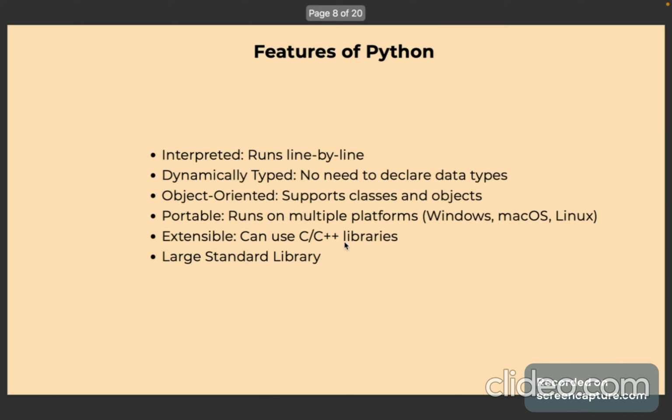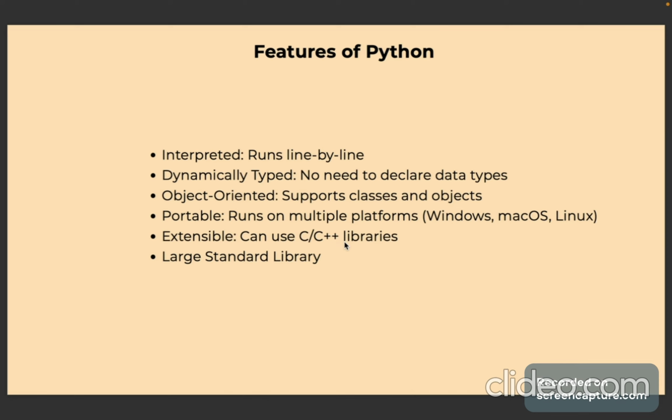So, what are the features of Python? Interpreted means your code runs line by line. Python program runs line by line. It is dynamically typed, so there is no need to declare data types. Object oriented, it supports classes and objects.